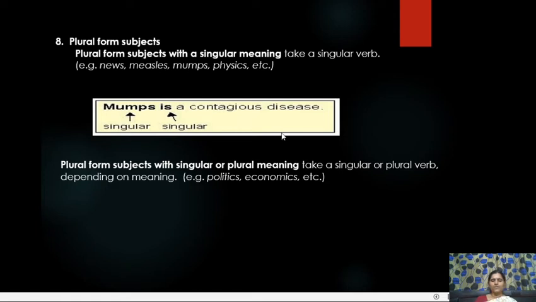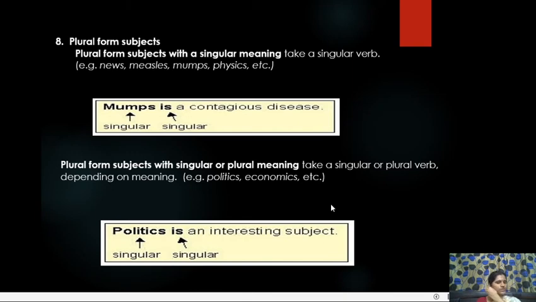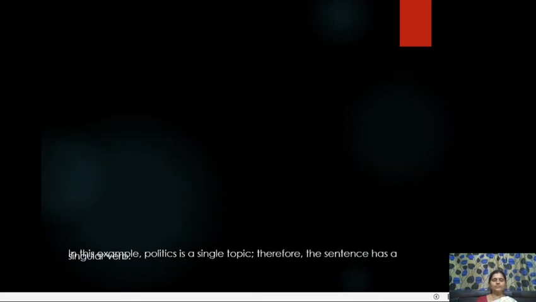Plural form subjects with singular or plural meaning take a singular or plural verb depending on meaning. Sometimes, if it is used as singular or plural, then it has to take a singular or plural verb depending on the context or depending on the meaning, like politics, economics, etc. Politics is an interesting subject. Politics is the name of a subject and it has to take a singular verb.